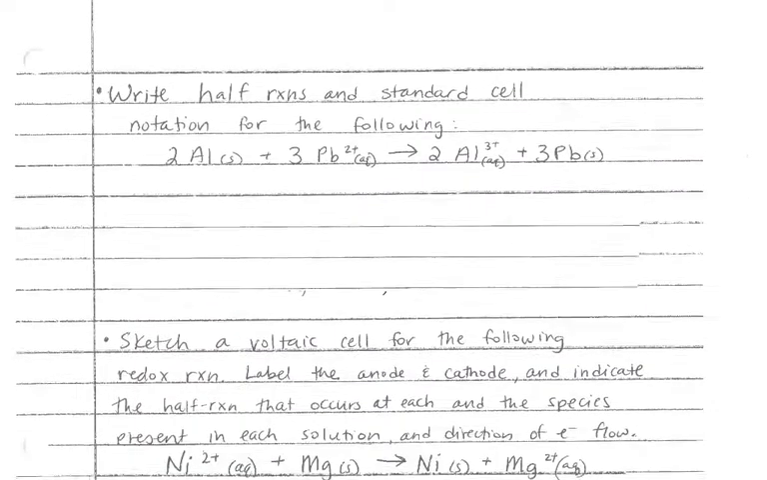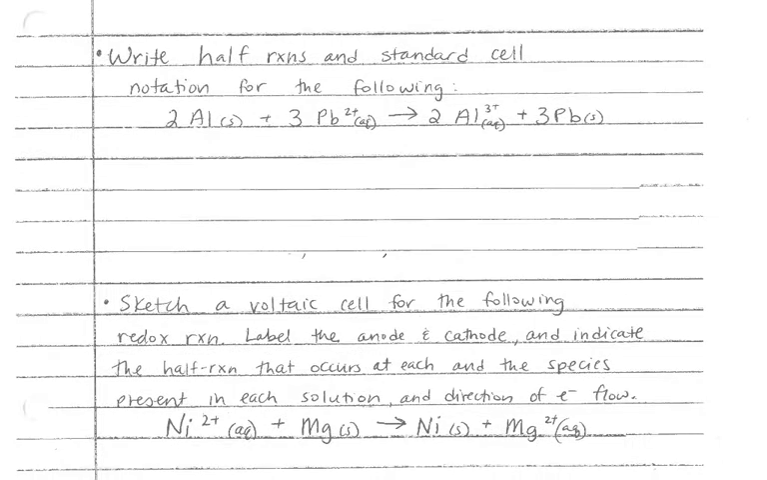All right, so we are given a redox reaction. It says write the half reactions and the standard cell notation for the following. So for the half reactions, we've got the oxidation reaction, which will happen at the anode. So I put "an ox" and "red cat." Those are my mnemonics for remembering that reduction happens at the cathode and oxidation happens at the anode.